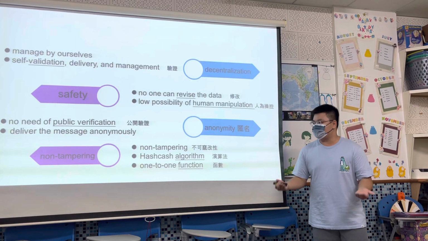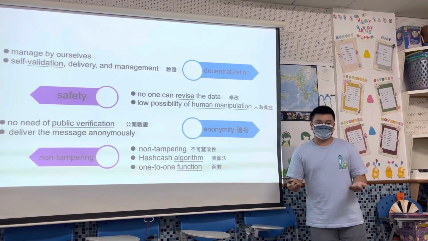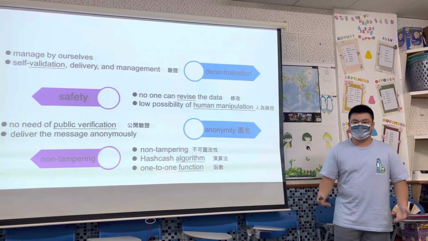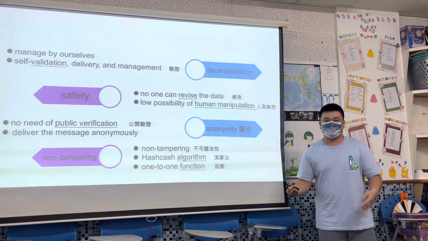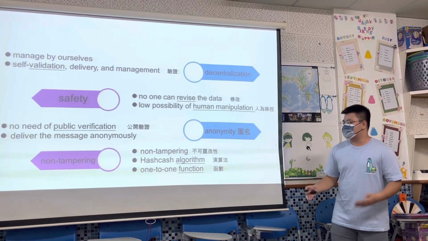Because there is no need of public verification, we can deliver the message anonymously. For example, I can buy this kind of NFT anonymously instead of using my real name. The last one will be non-temporary.